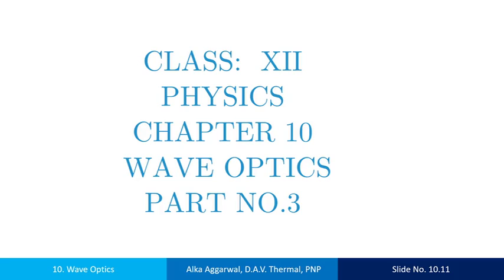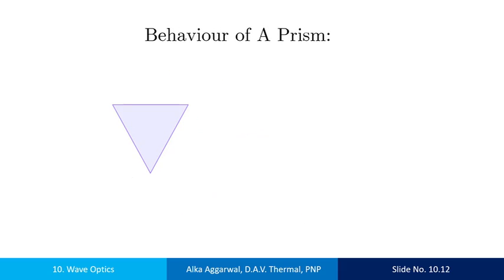Hello students, in this lecture we will discuss the behavior of prism, lens and mirror. As you have seen, in the case of the prism, the ray of light always bends towards the base. The ray of light always bends towards the base of the prism. This behavior of the prism can be explained on the basis of wavefront.